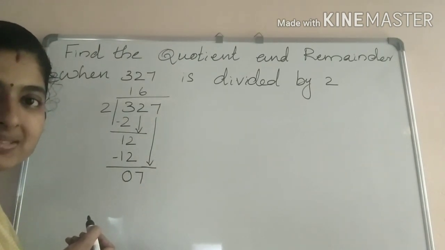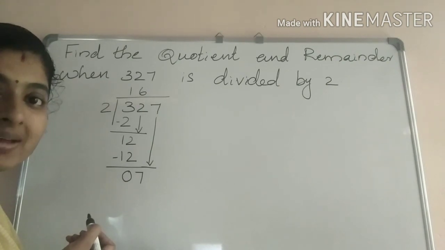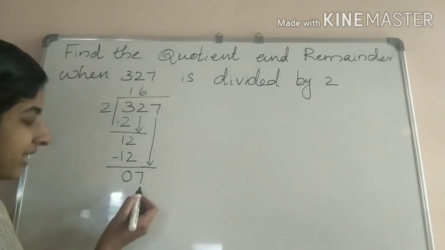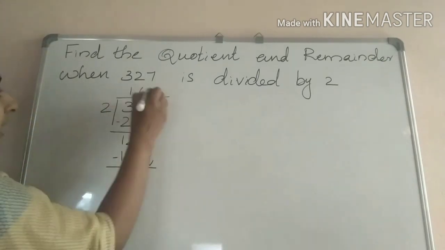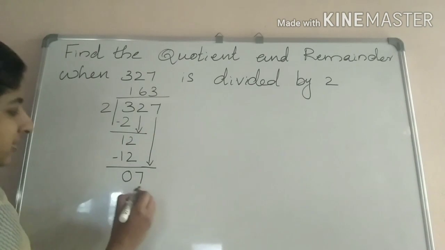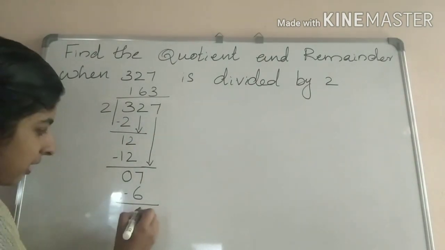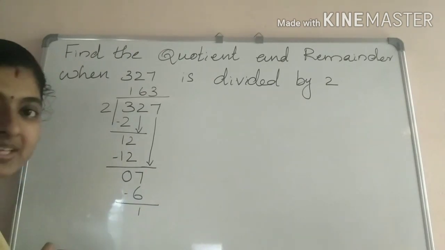3 2's are 6. 4 2's are 8. Here only 7, so we take 3 2's are 6. Then 7 minus 6, the remainder is 1.